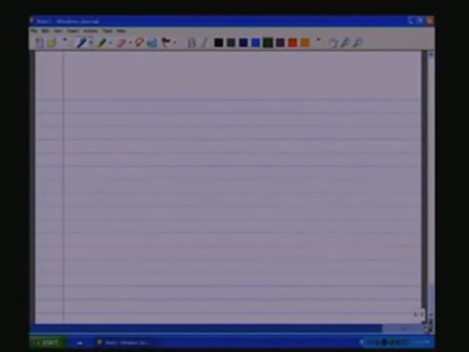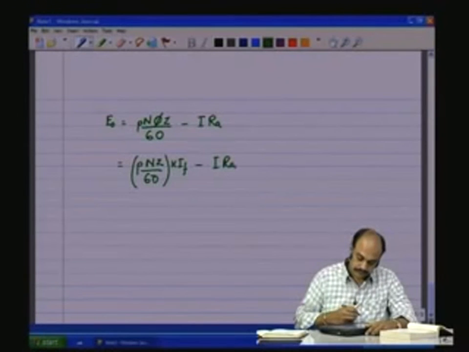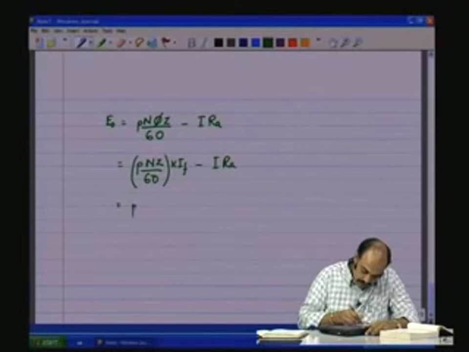So, which means E naught equals P n phi z by 60 minus I into R A. Now, this will be equal to P n z by 60, this is a constant, phi is proportional to IF. So, we can put it as a constant into IF minus I into RA, or we can say P n z by 60.